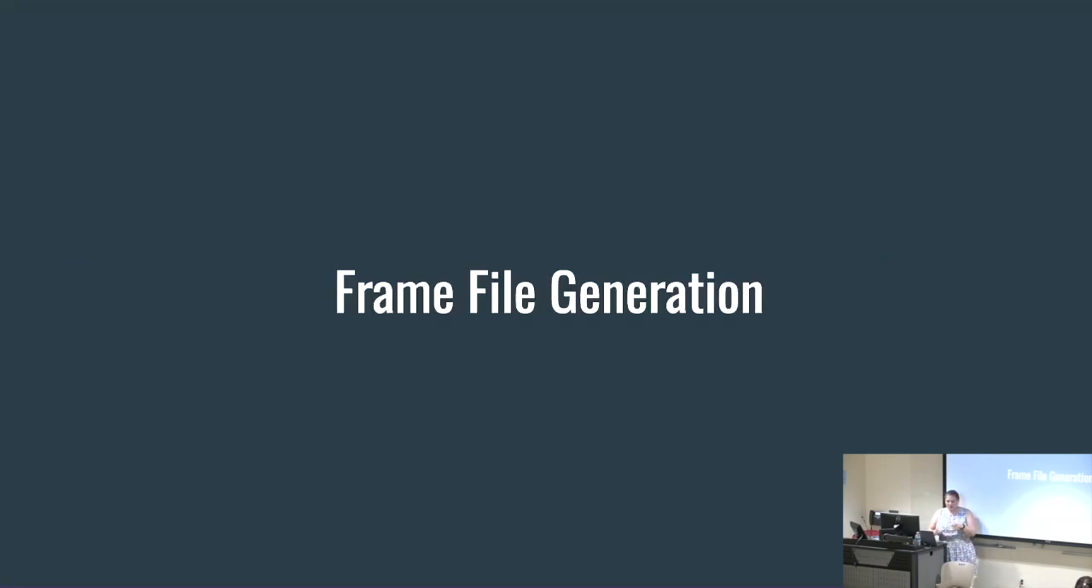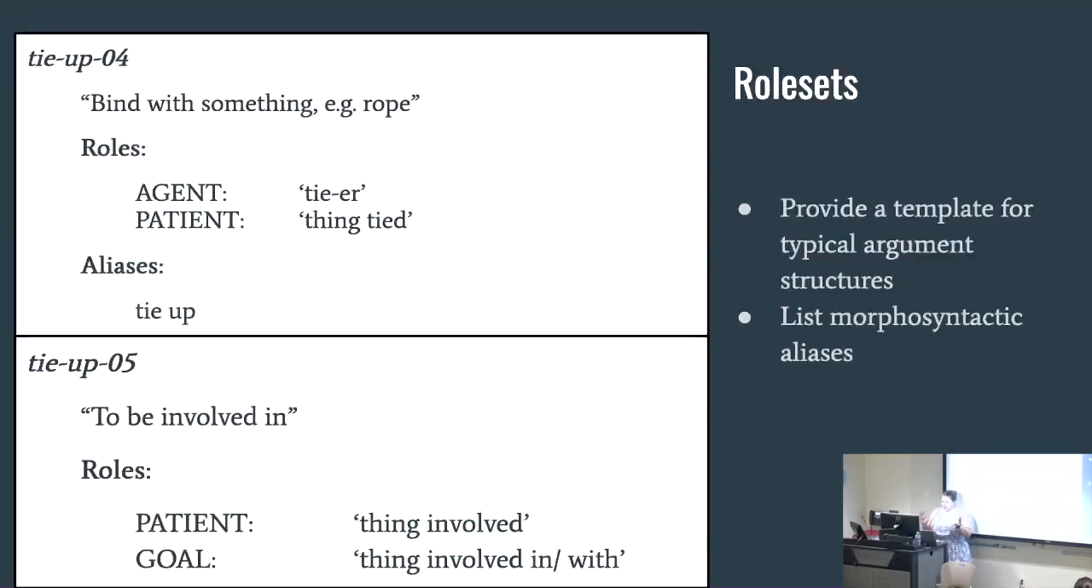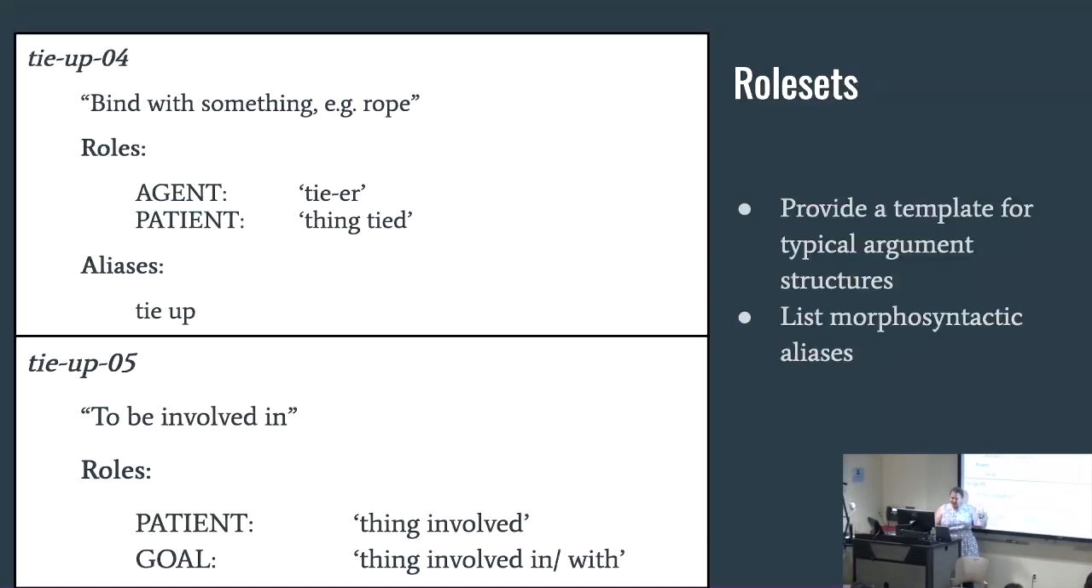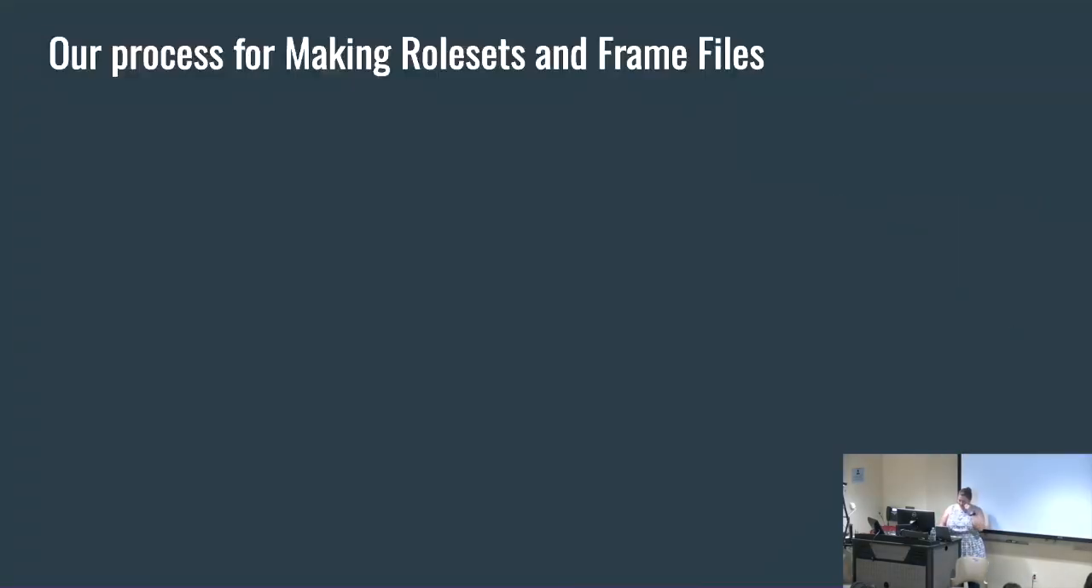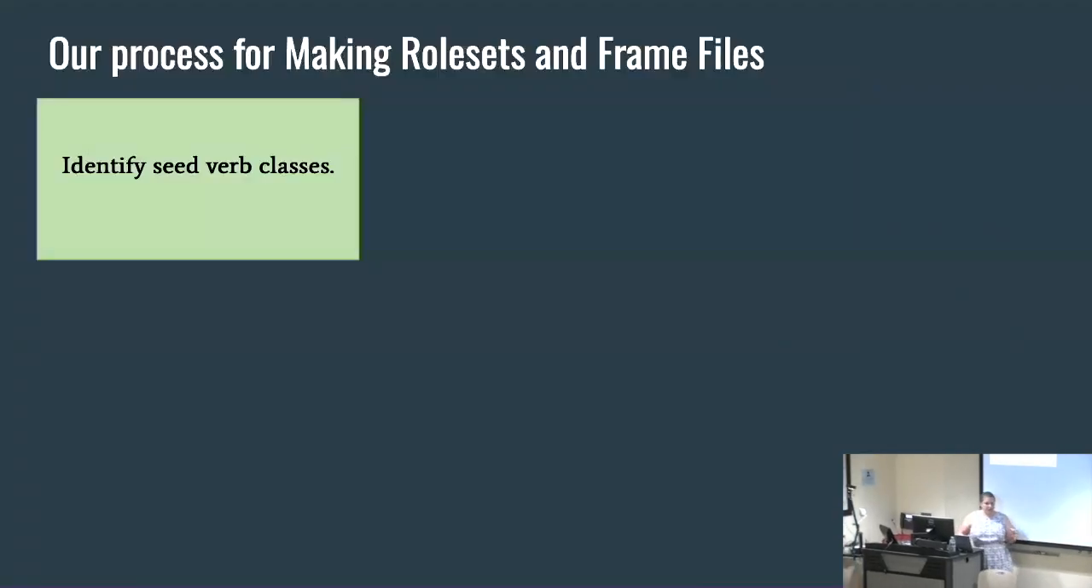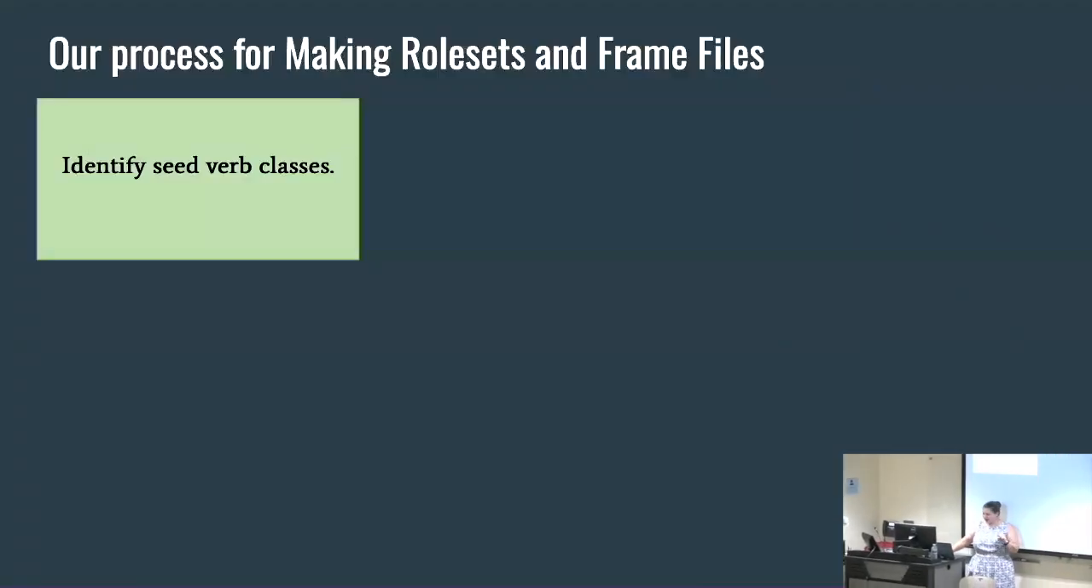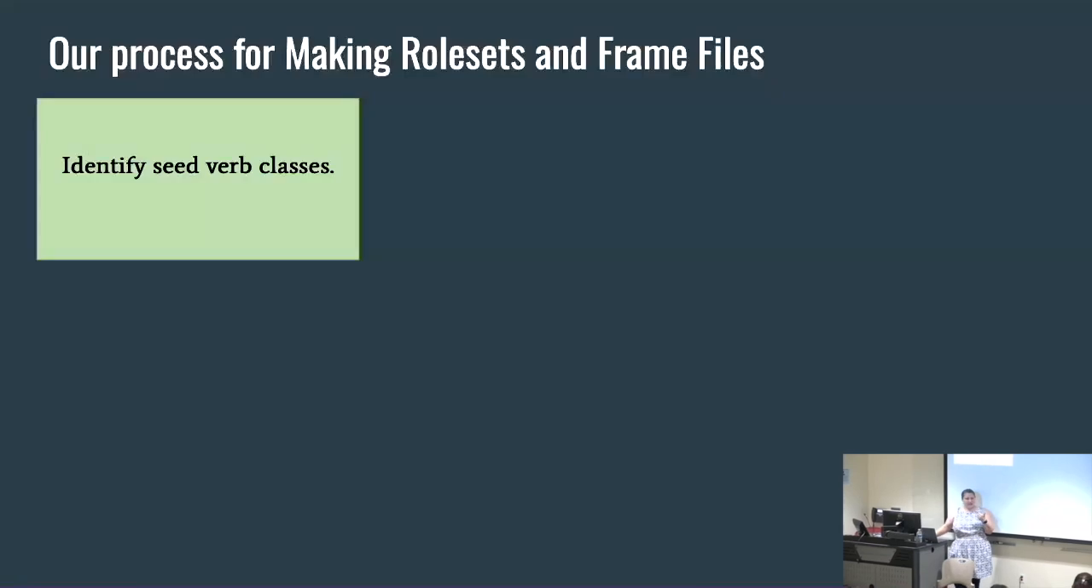So the first thing that we tried to automate is frame file generation, to see if we could bootstrap a set of role sets from the resources that we have. Just a reminder, a role set gives us a template for typical argument structures for verbs, and should also list morphosyntactic aliases. So here's the approach we took for trying to build these frame files automatically. First, we identified some seed verb classes.